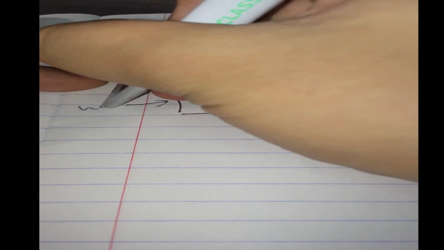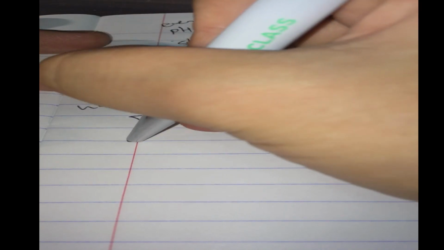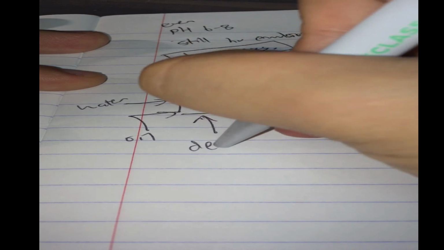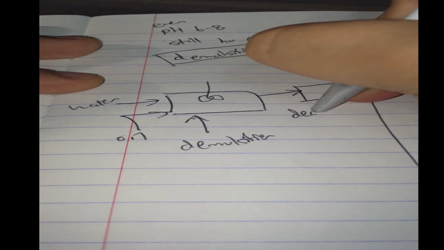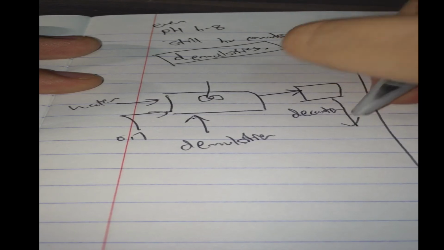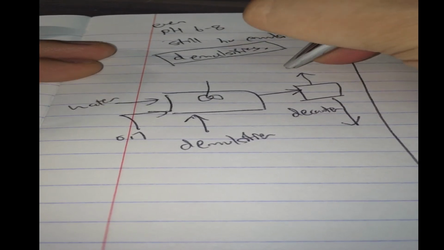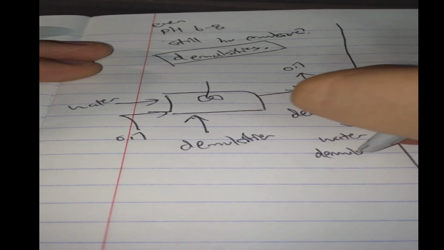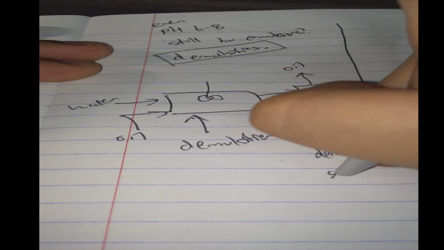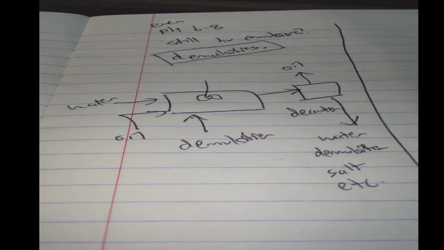So in a desalter, let's say a mixing tank, have some water, some oil, and some demulsifier. So you want to have a settling tank or decanter to separate two phases of liquid which cannot mix. So the oil will come out on top, the water, the emulsifier, and salt, etc. will come out the bottom.